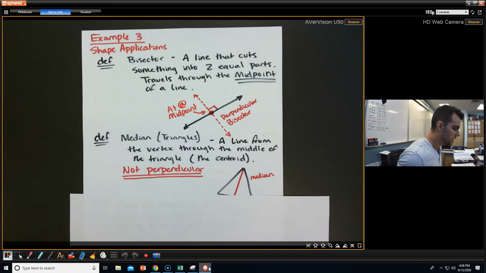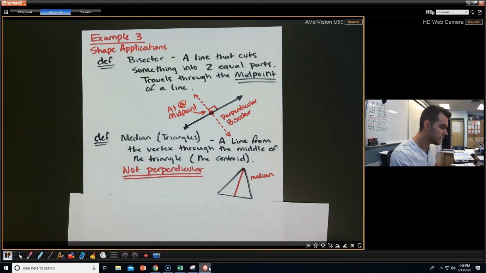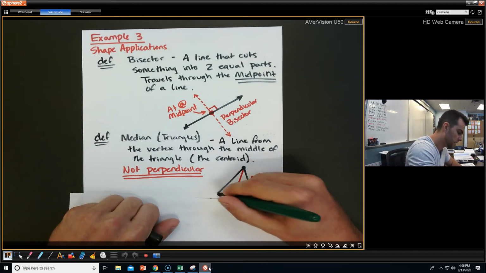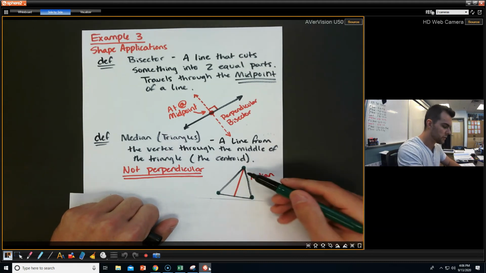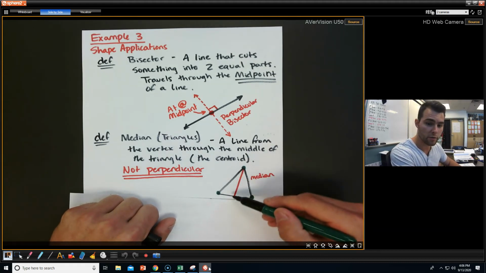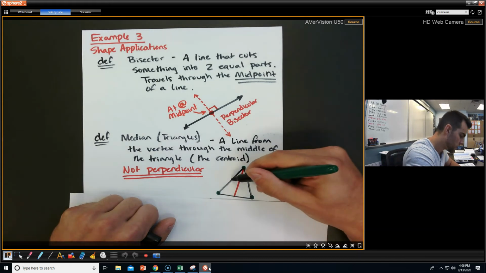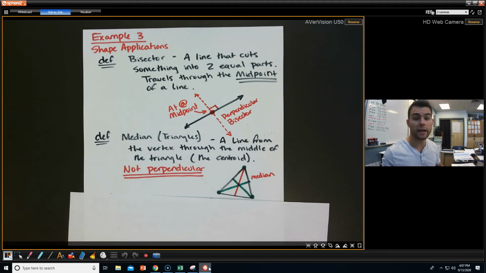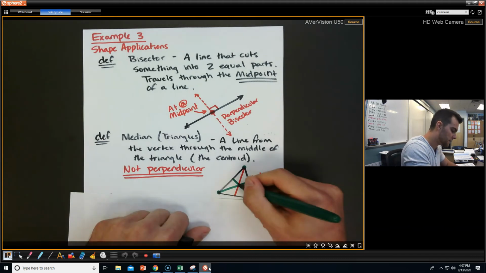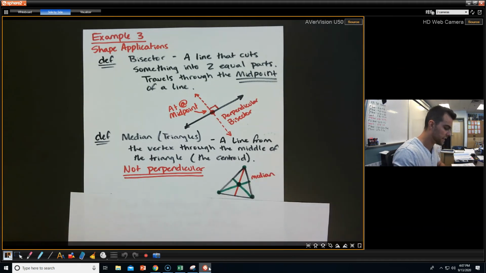Alright, and then the second definition, median. A median concerns more of triangles, and really, it's just a line from the vertex, so the vertex here, or here, or here, through the middle of the triangle. So I'm going from this vertex, and I'm going through the middle. There's always, always, always 3 medians that go through a triangle, because there are 3 vertices. And this is called the centroid. That's not very important, but I thought you'd like to know.